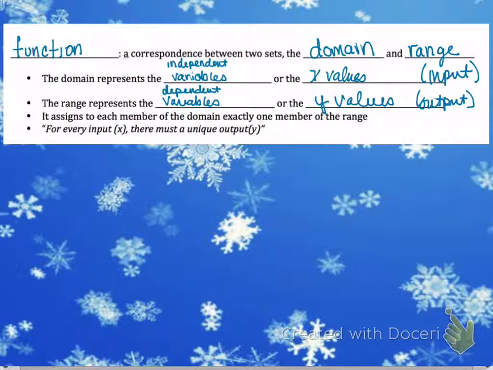It is important to realize that it assigns each member of the domain actually one member of the range. So for every x input, there is a, not necessarily unique, so let's cross that out. There is a single output and not the other way around.